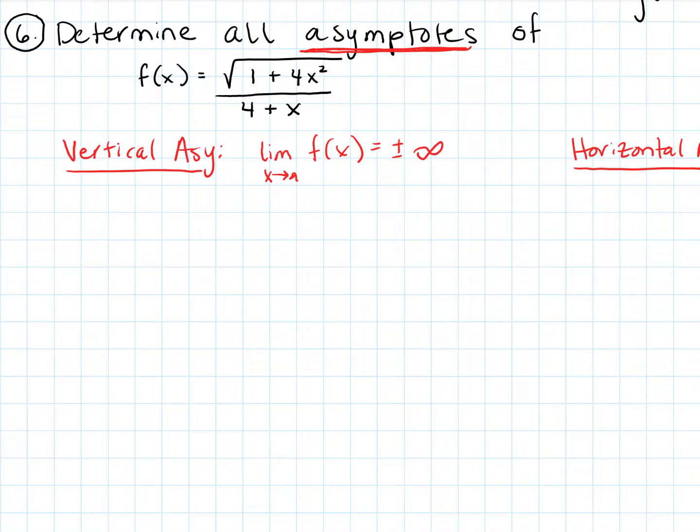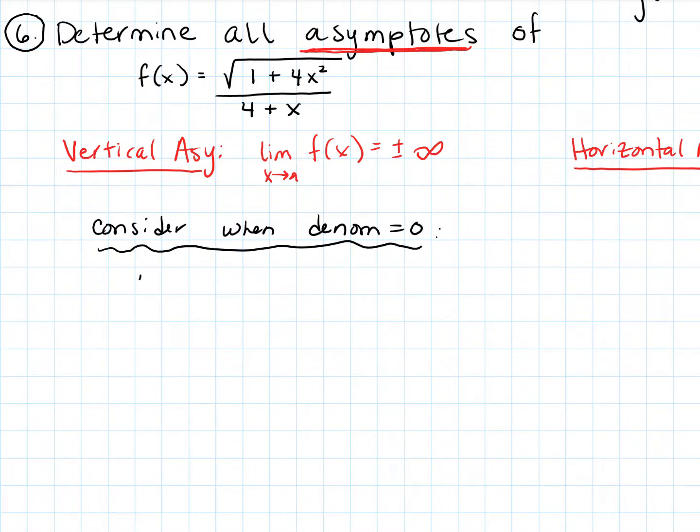So let's start with the vertical asymptotes. Those go back a couple of sections, but when I look at this function, I notice first of all that we have an issue when we have division by 0. So let's consider what happens when the denominator is actually equal to 0. That would be when 4 plus x equals 0, or when x equals negative 4. So what happens there? Well, let's look at it.